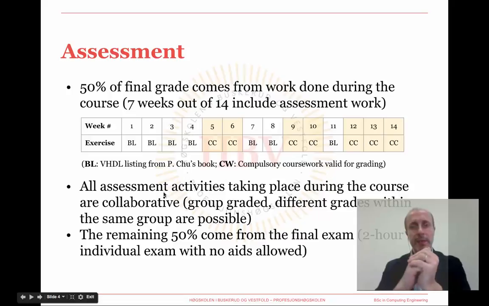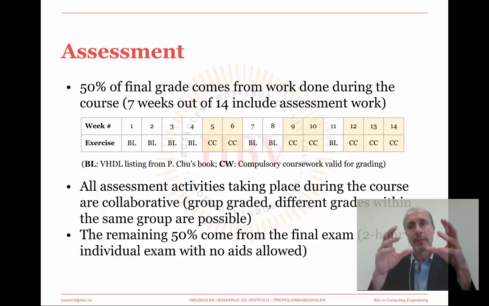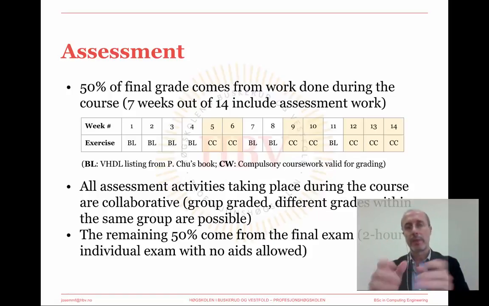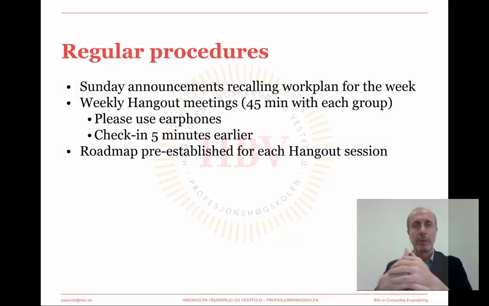All assessment activities taking place during the course are collaborative by nature. That is to say, they are designed to be taken as a group, and I will propose a grade to the group, which may then vary from one element to another according to your information. And finally, the remaining 50% of your final grade will come from the final written exam, which is an individual exam with no aids allowed.